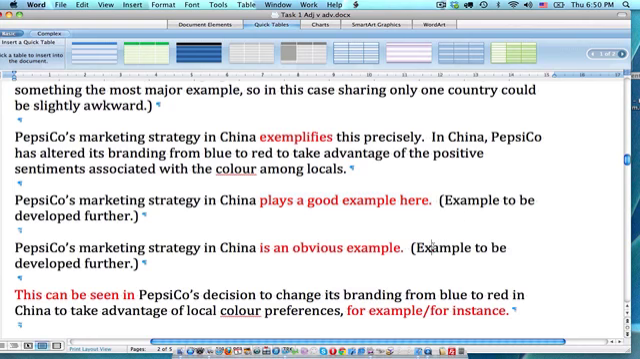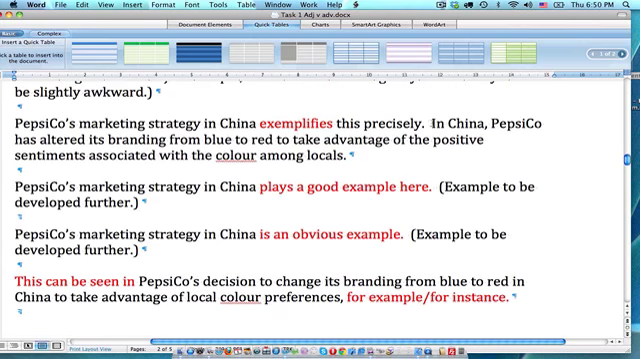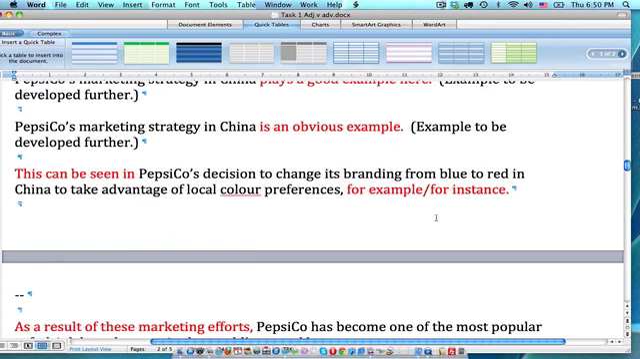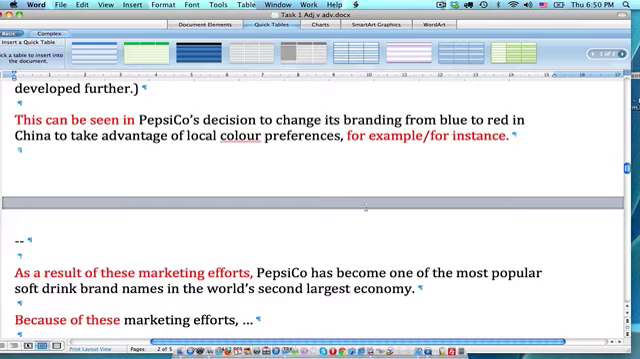PepsiCo's marketing strategy in China is an obvious example. And then you would develop the example further just as we have done here. So this sentence would appear afterwards. This can be seen in PepsiCo's decision to change its branding from blue to red in China to take advantage of local color preferences, comma, for example, or for instance. Okay, so you can see the combination here that's framing the example.